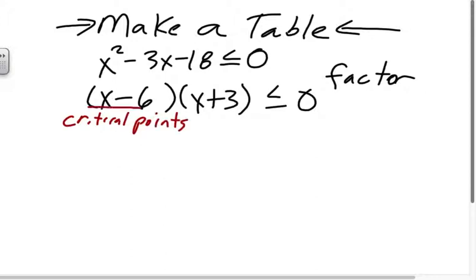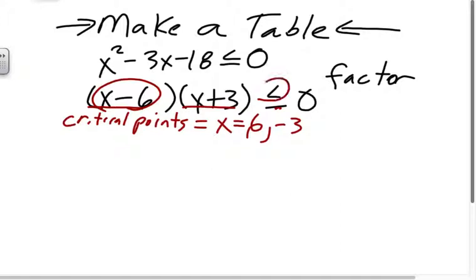Which are what makes each factor equal to 0. So I'm looking at this point. My critical points are going to be where x equals 6, that makes this term 0, and negative 3. All right. The second thing I want to look at is my inequality. We want things which are less than 0, which means we want negative numbers.